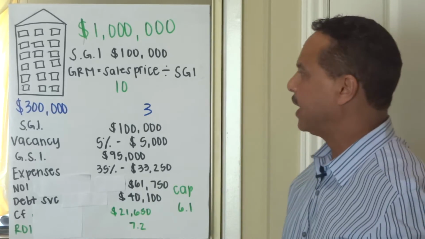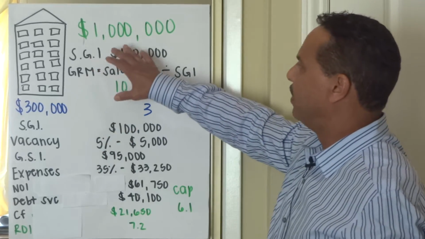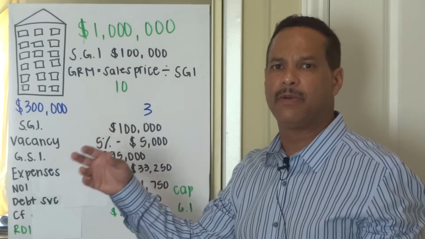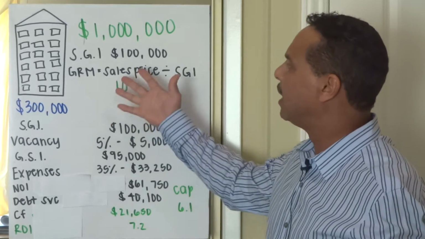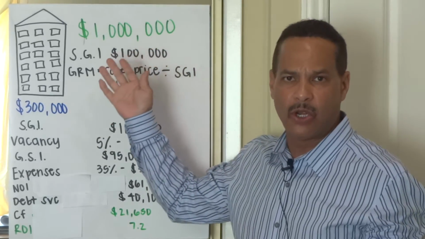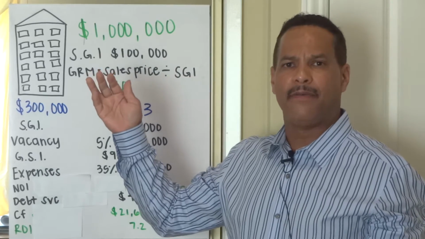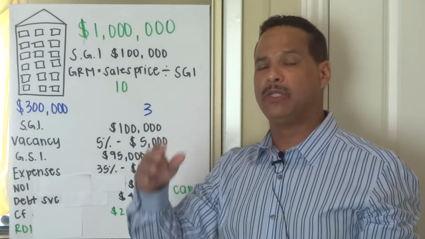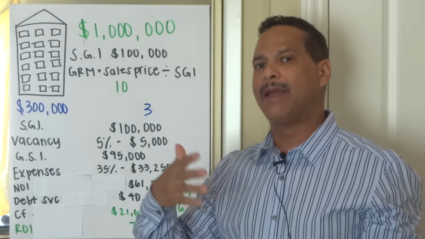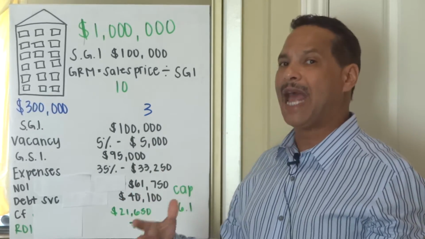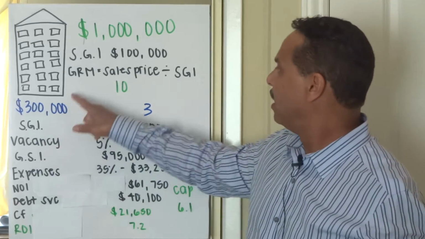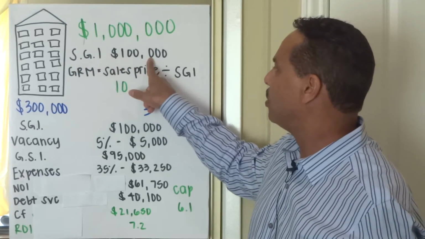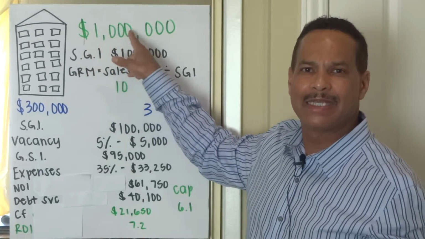So basically what you're looking at here is a $1 million property. And by the way, this is another great reason why people should invest in investment real estate. Let's say the property is rented out for $8,333 a month. You take the monthly times 12, and what you have is $100,000 of income. We call that scheduled gross income. So let's say you have scheduled gross income of $100,000 and you're buying a $1 million asset.